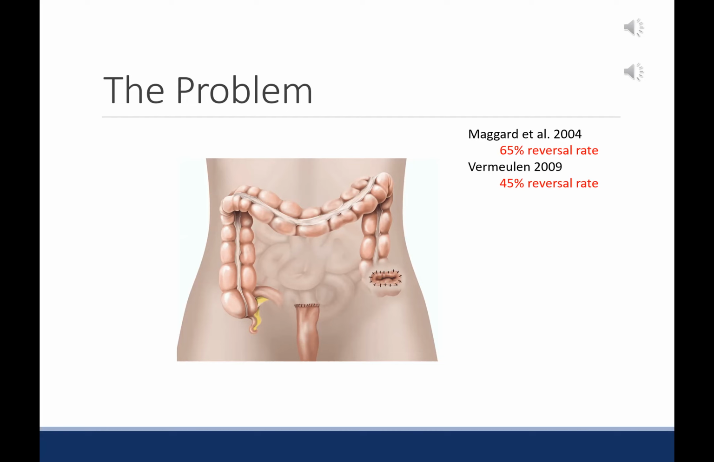Restoration of GI continuity can be technically challenging and is associated with significant morbidity and mortality. Aiden et al. in 2005 examined 121 patients who underwent Hartmann's reversal, and the surgical complication rate was 43.8%.